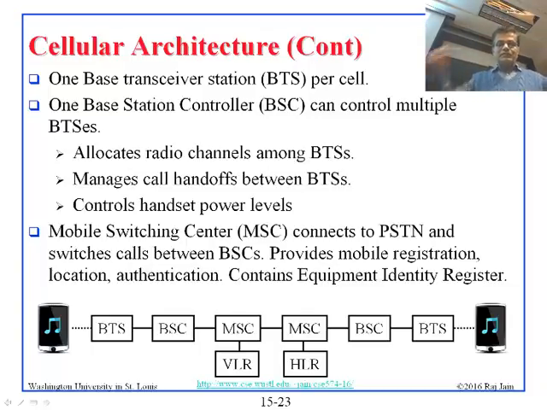And switches calls between the BSCs, provides mobile registration, location, authentication. So what are these things? Basically, you have registered with AT&T, or you have registered with T-Mobile. If you are registered with AT&T, and if this is AT&T's station, then it will say, okay, this guy is okay, let him make a call. If you are not registered with AT&T, the AT&T MSC will say, no, this is not okay, they are not our partner, they don't have a roaming agreement with us. So all that information is there in the MSC.